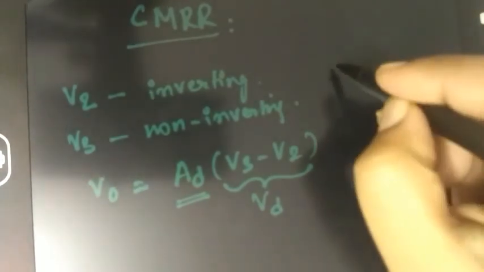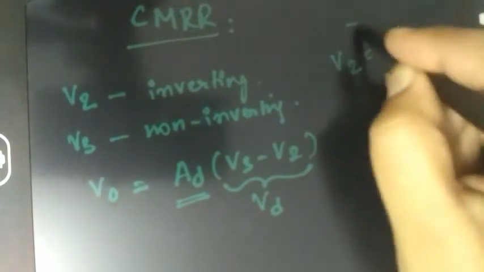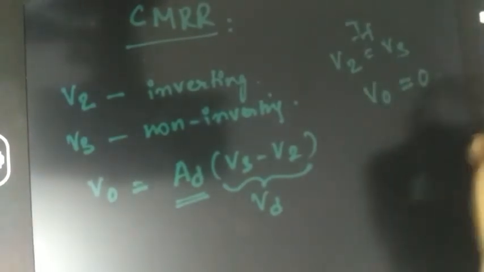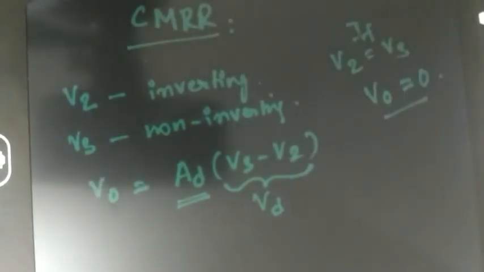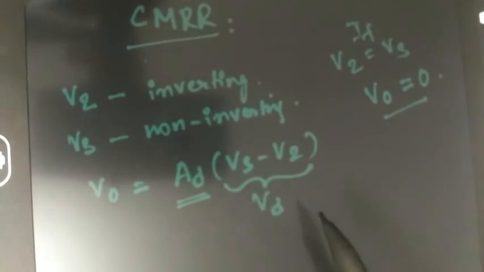Suppose V2 is equal to V3, then what we get is V0 equal to 0. But in practice this is not the case, because the output depends not only on the difference of the signals, that is on VD, but also upon some average level.